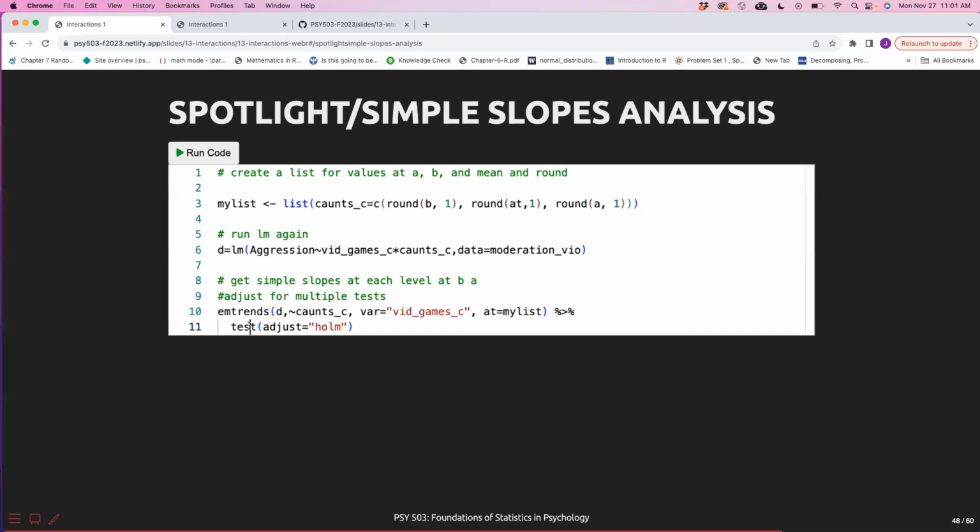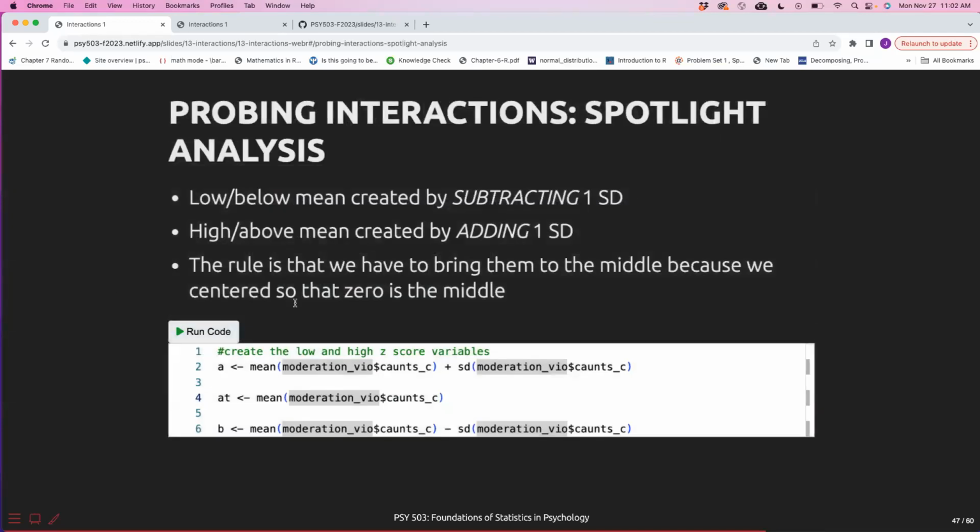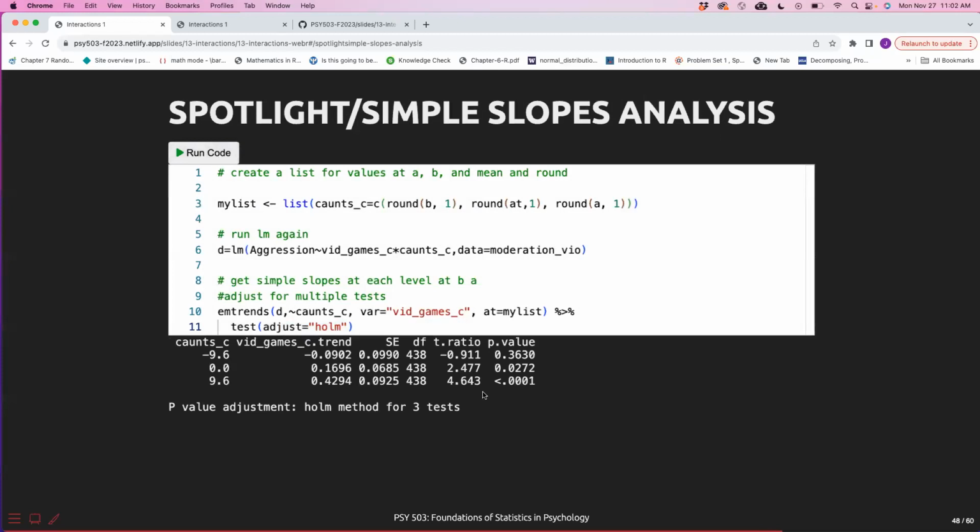And what we want to also do here is use our test function so we can get our t value and our p value, but I've also adjusted the p values for multiple comparisons. As we do more and more simple slopes analyses, we're doing multiple tests, so that's going to inflate our p values here. So it's always a good idea to adjust those p values. I did not run this, so we have to run this first and then run this.